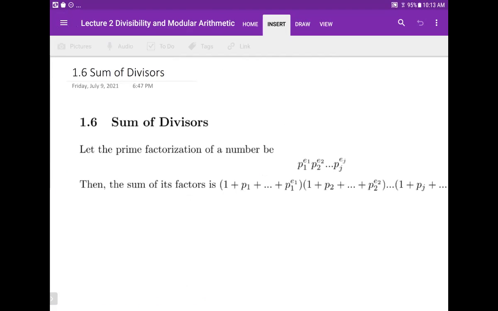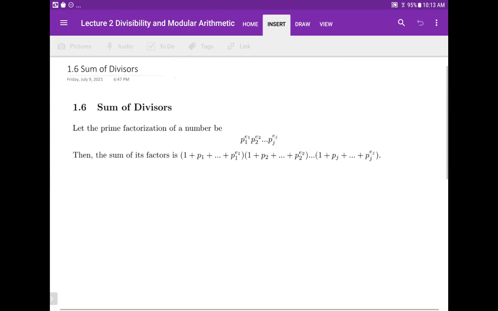Okay. And then we also have the sum of divisors. So we let the prime factorization of a number be p sub 1 to the e sub 1, p sub 2 to the e sub 2, etc. And then the sum of its factors is 1 plus p sub 1 plus p sub 1 squared, all the way to p sub 1 to the e sub 1, and then multiplied by the quantity 1 plus p sub 2 plus all the way to p sub 2 to the e sub 2, etc.